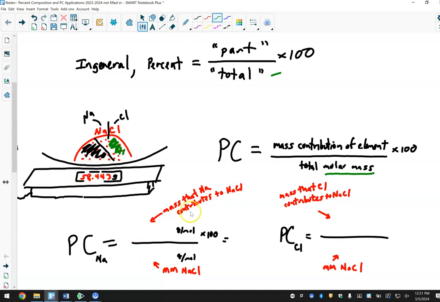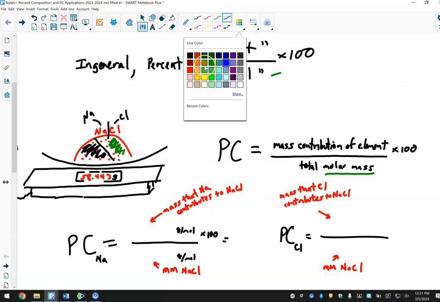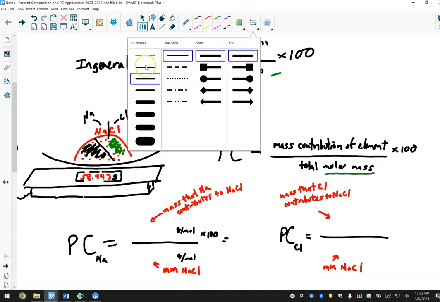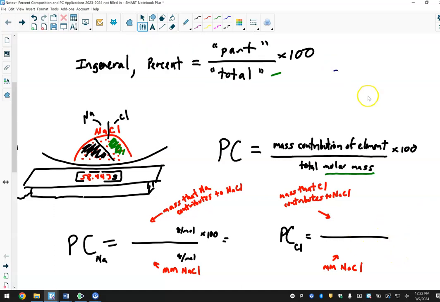But how would we do this in general? So I always say, if you can do a molar mass, then you can do percent composition. Because the denominator is the molar mass, right? The denominator is the molar mass. Well, what's the molar mass of NaCl? Well, I know it's over here. But it's going to be sodium times 1 plus chlorine times 1, isn't it?